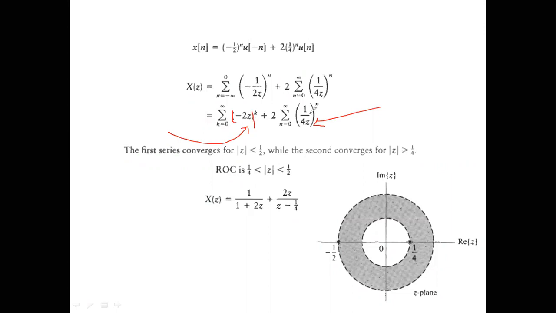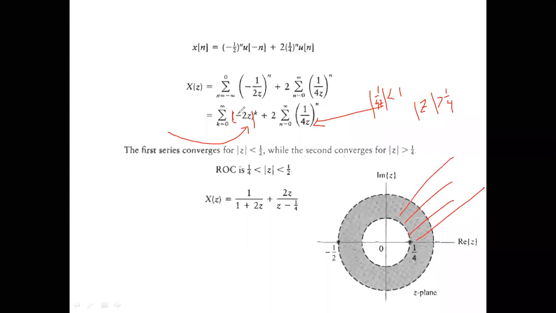Now tell me, this thing would converge only when this particular term, 1 by 4z, the first term, would converge only when this entire term is less than 1, right? Otherwise, if this term was greater than 1, it would have simply diverged. So this implies magnitude z greater than 1 by 4 as expected, right? Z divided by z minus alpha, magnitude z greater than alpha. Outside the circle of radius 1 by 4.